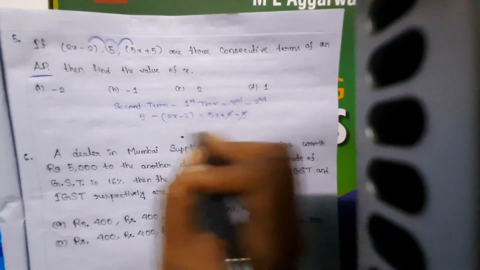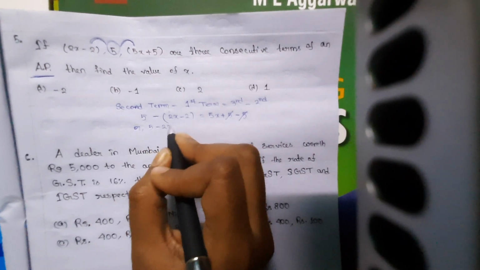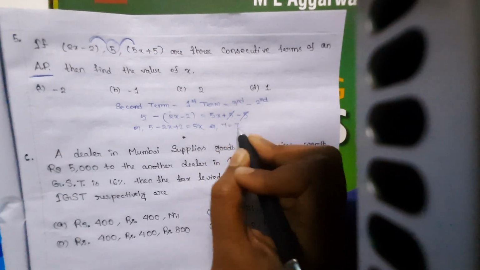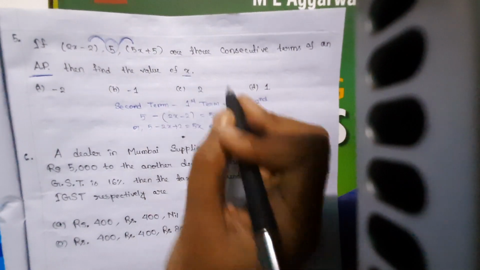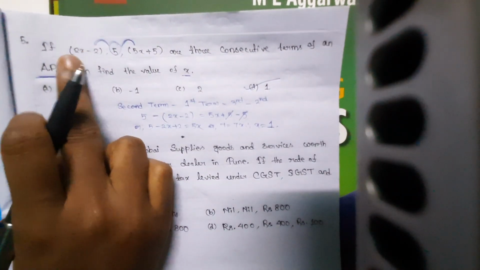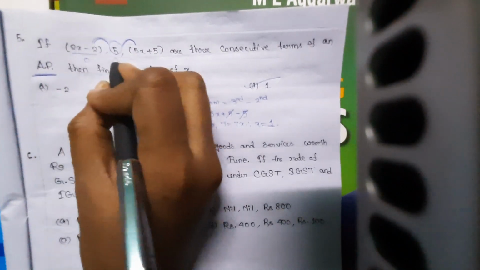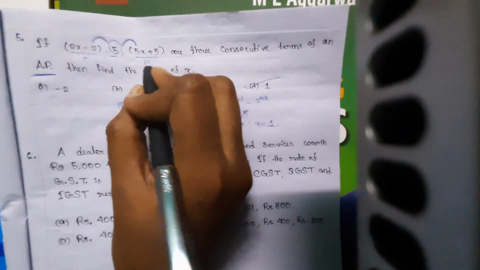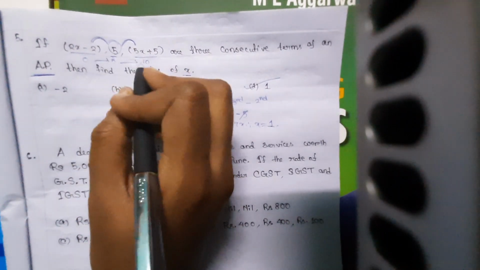Now, this 5 is cancelled and this becomes 5 minus 2x plus 2 equal to 5x, or you can say that 7 equals 7x, therefore x equals 1. You get the value of x as 1. So option D will be your answer. Now you can put this value in your question: 2 into 1 minus 2 gives you 0, this is 5, and 5 into 1 plus 5 gives you 10. So you see this is an AP and the common difference is 5.